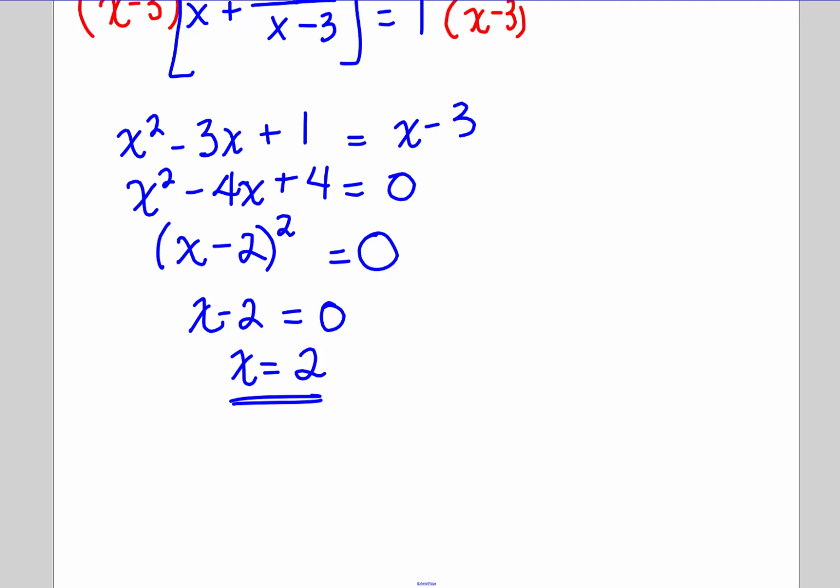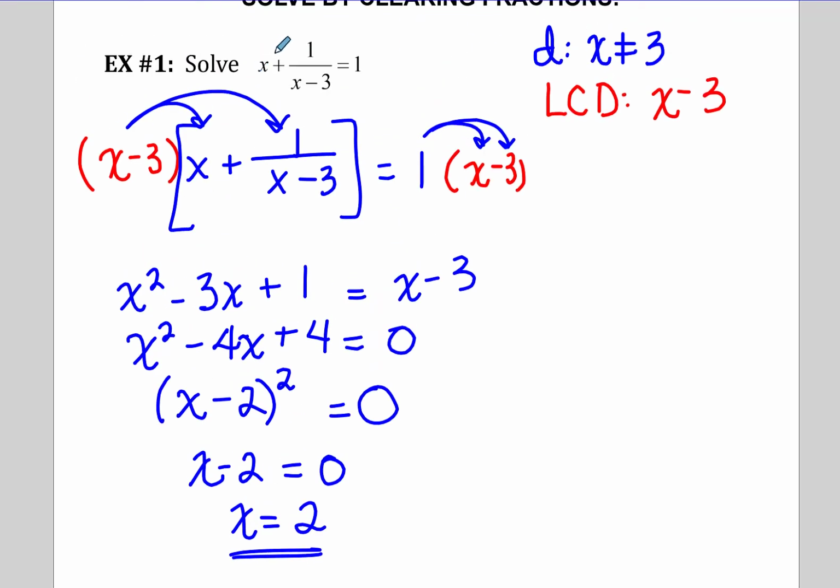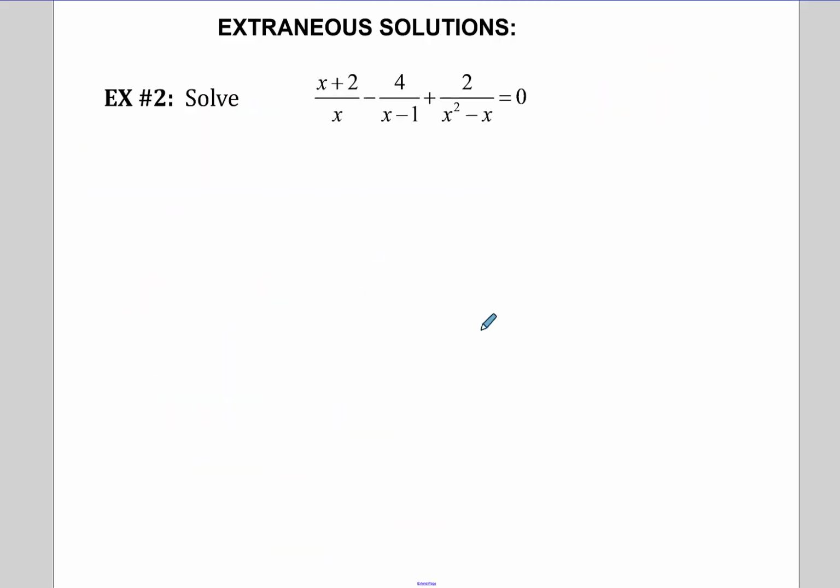We know we can plug in 2 back into the equation, and 2 plus 1 divided by negative 1 would make negative 1 for this term. So 2 minus 1 equals 1, and we know that answer checks. So that one was a pretty simple Algebra 2 review type thing.